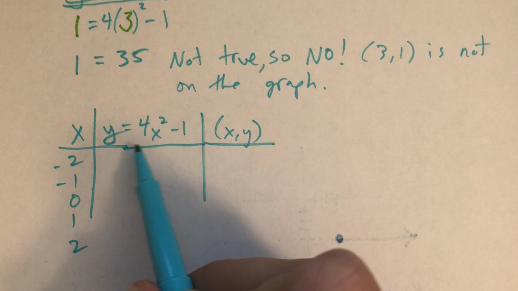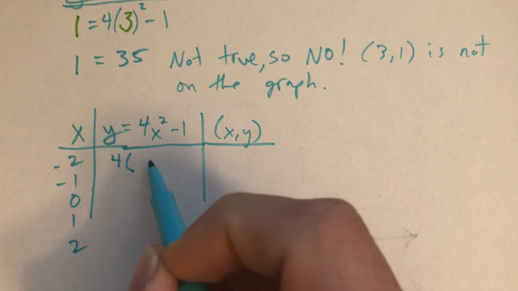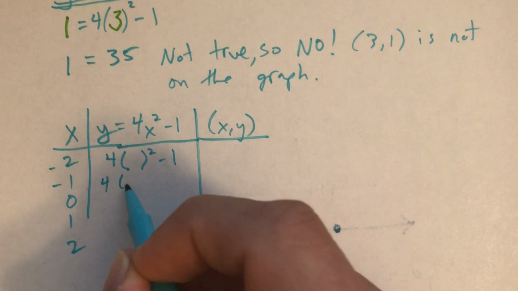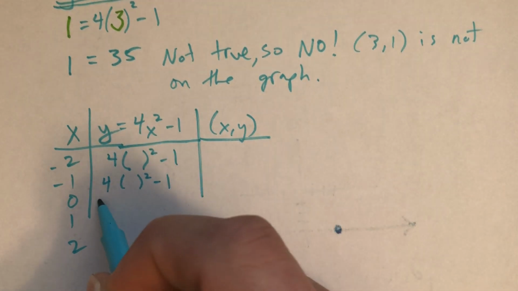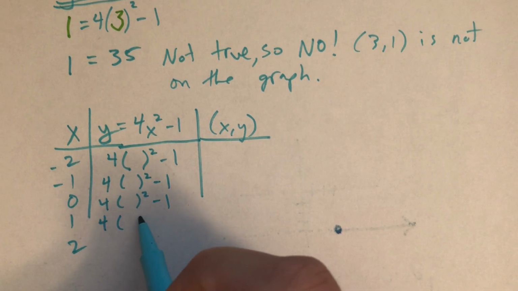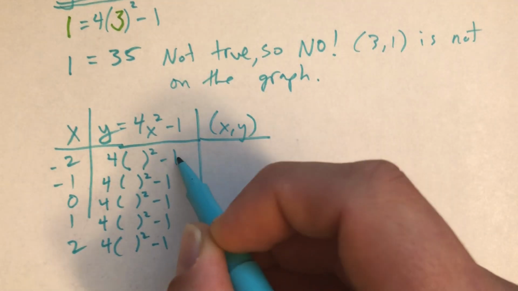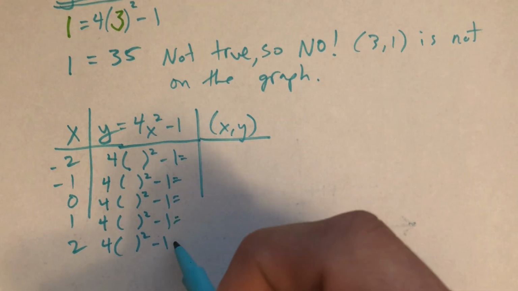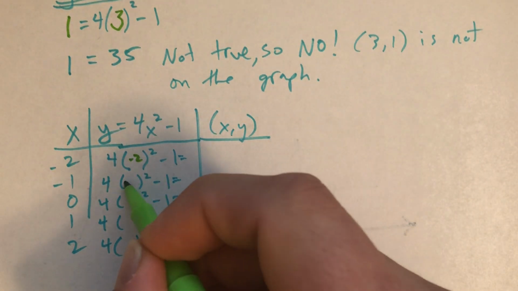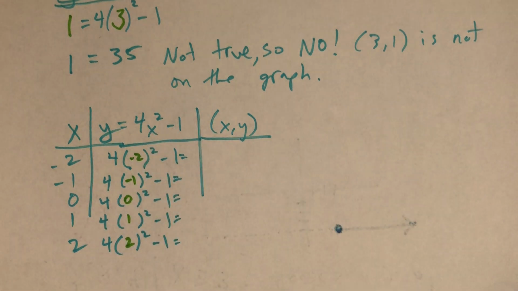So really, all we're going to do to find these y values is put 4 times whatever that value is, squared, minus 1. And we're going to just do the same thing all the way down the line. So I'm just going to write this with this color first, and then get back in there with this other color. So we got our -2, -1, 0, 1, 2. And now we just crank these out, right?